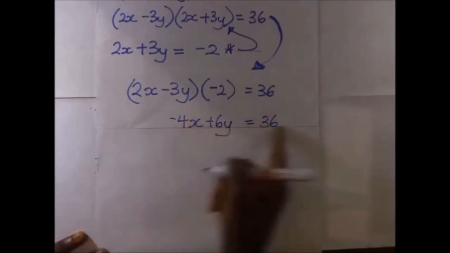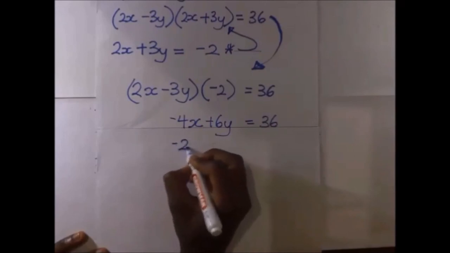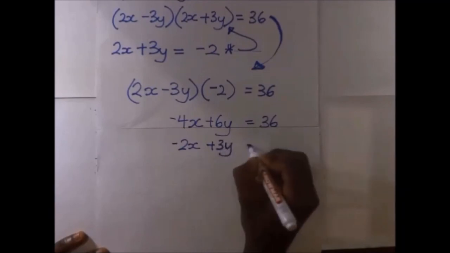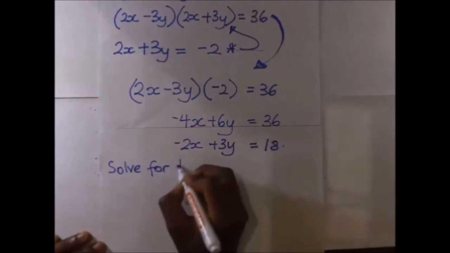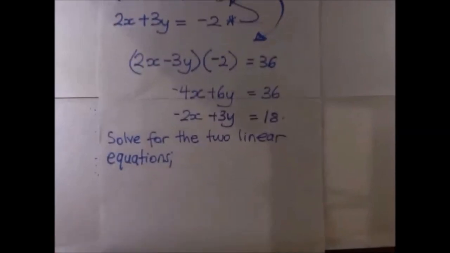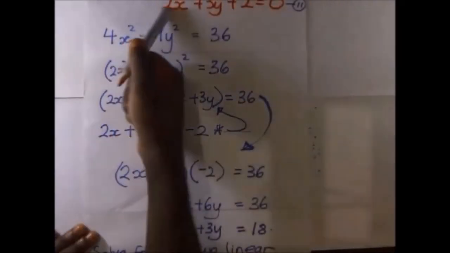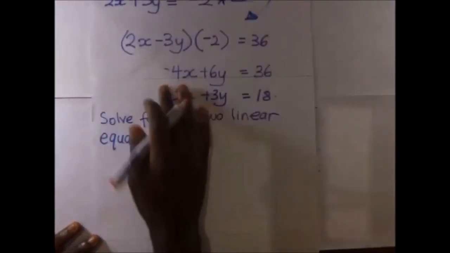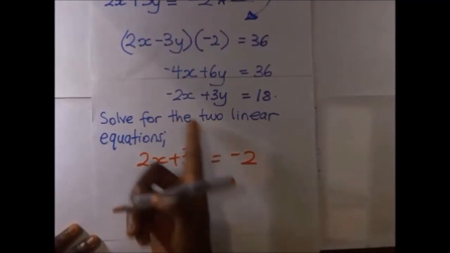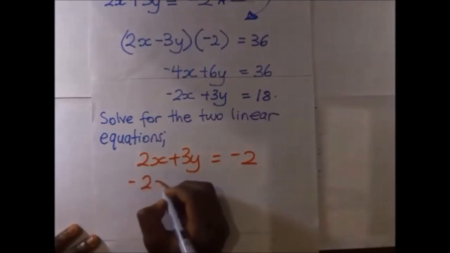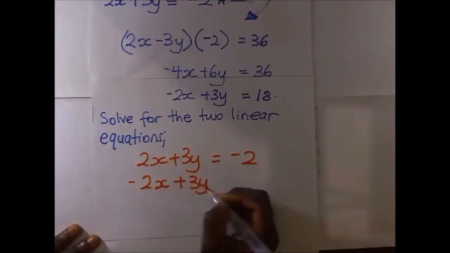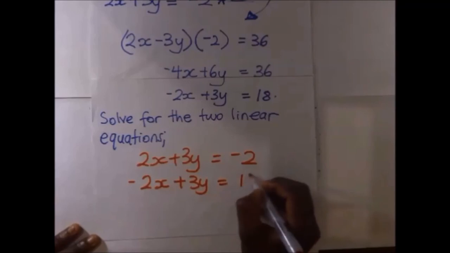So this equation is the same. If you divide through by 2, it's the same as saying negative 2x plus 3y is giving us 18. The first linear equation is the one we've gotten, which is 2x plus 3y equals negative 2. The second linear equation is the one which you have, negative 2x plus 3y equals 18.